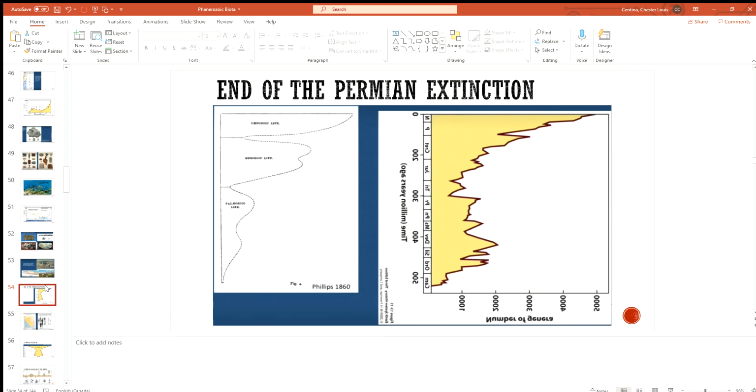So this is the end of the Permian extinction. There's really not much here. It's just basically again the dips and the rise and dips, Permian extinction and stuff.